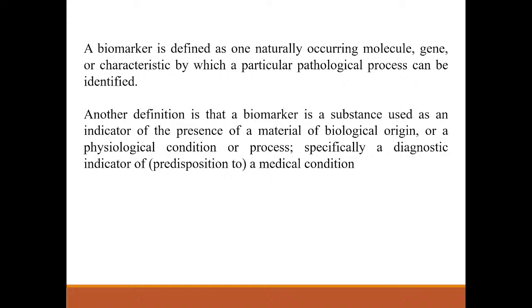So what we can do is check many of the isoenzymes as biomarkers. A biomarker is defined as a naturally occurring molecule, gene or characteristic by which a pathological process can be identified, and that can be correlated with the different isoenzymes, by whose level and presence we can say that a particular disease is there or not. So it can act as a biomarker. Another definition is that a biomarker is a substance used as an indicator of the presence of material of biological origin or a physiological condition or process, specifically a diagnostic indicator or predisposition to a medical condition.